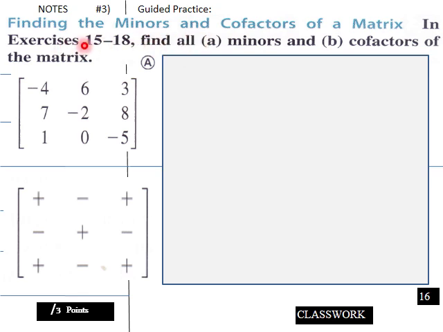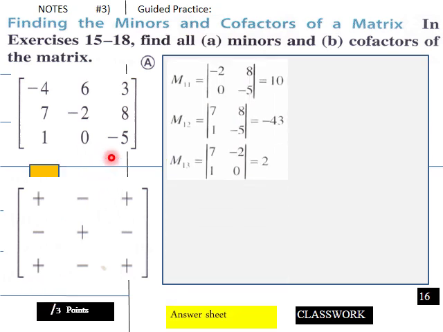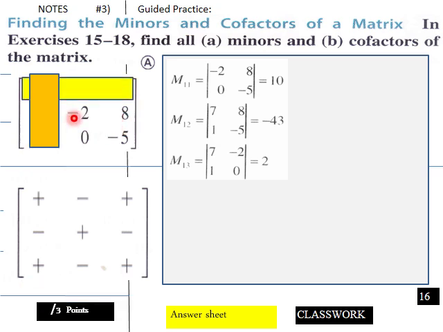Okay, let's try one now in exercise 15. Find all minors and cofactors of the matrix. So here's our matrix, and here's the sign chart that we would use for a 3 by 3. So to find M11, M12, M13, which would be down here, for M11 you would have this situation here: negative 2 times negative 5, and then 0, 8. And that would equal 10.